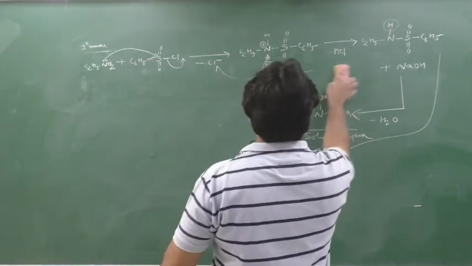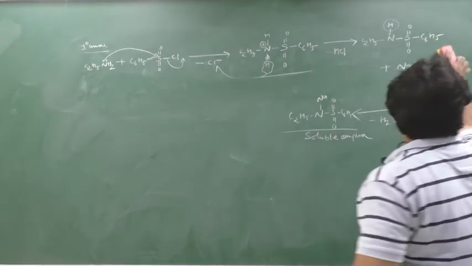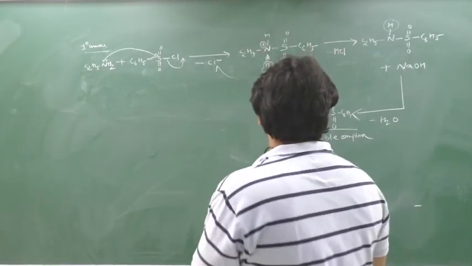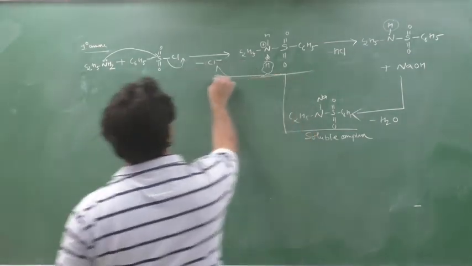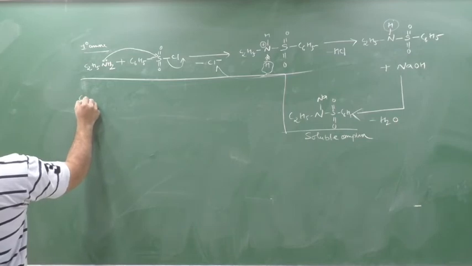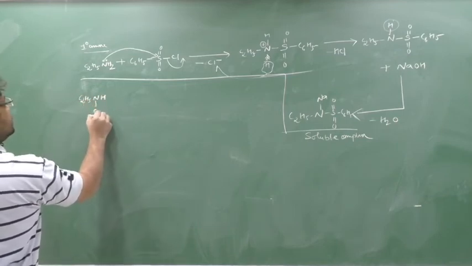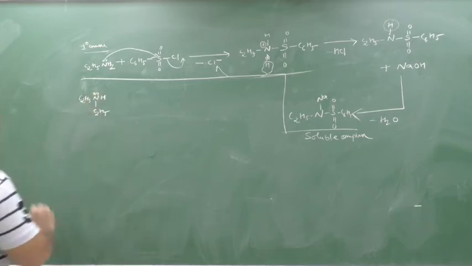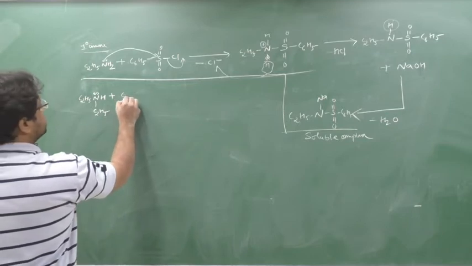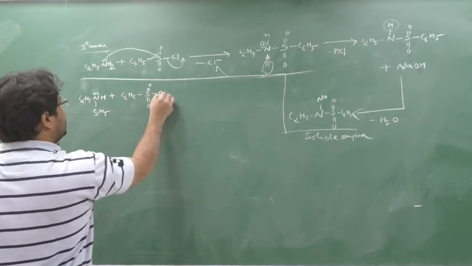Understood this? So this is the story with the 1 degree amine. In the 1 degree amine, I will reach the final soluble complex. Now let us check with the 2 degree amine. Suppose I am taking here C2H5 NH C2H5, with one lone pair. Again I will take one benzene sulfonyl chloride, so C6H5 S double bond O Cl.